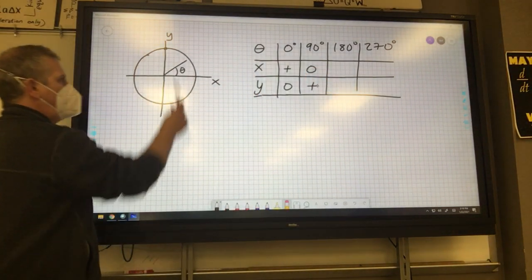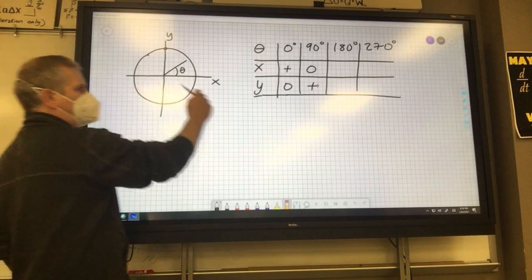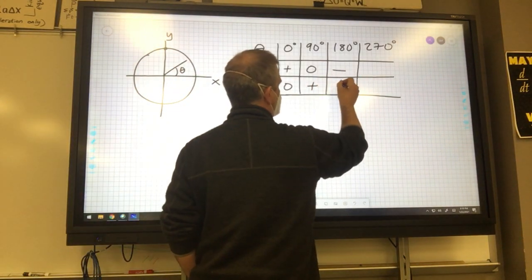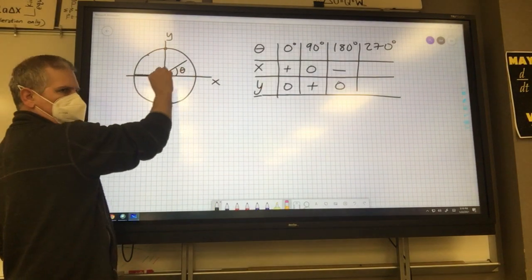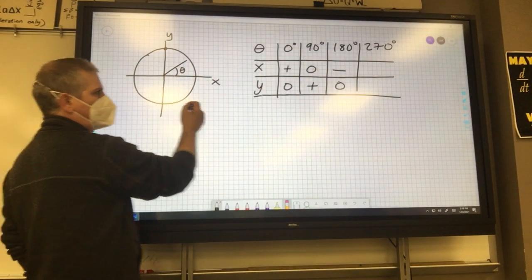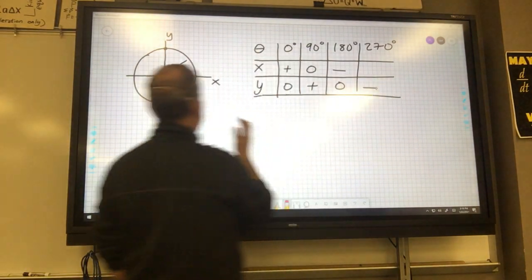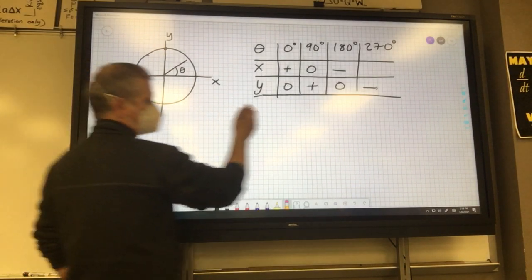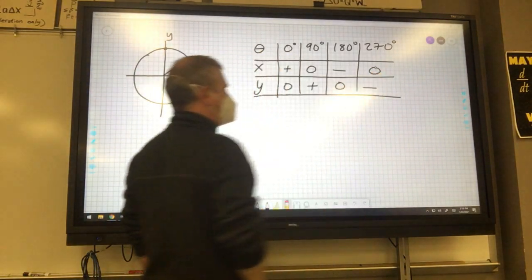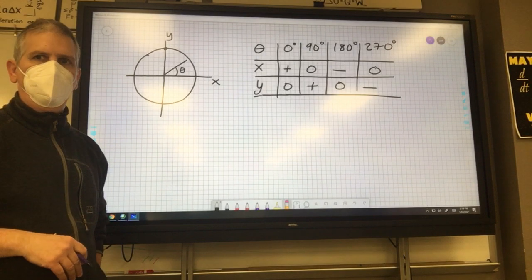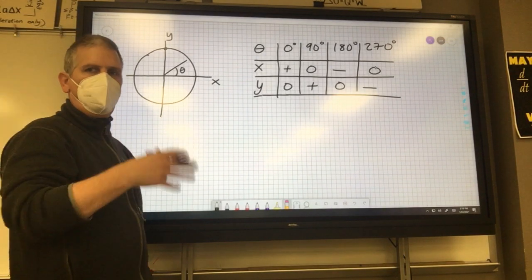All right? 180 degrees, way over here. Well, x is a negative, and y is 0, right? We're on the x-axis. Now we go below to this point. Y is a negative, but x is 0. Well, let's go ahead and graph those on a chart, on a graph. See what they look like, okay?